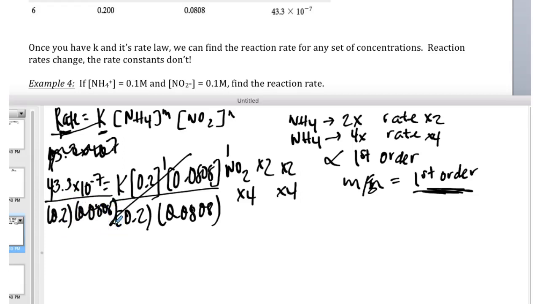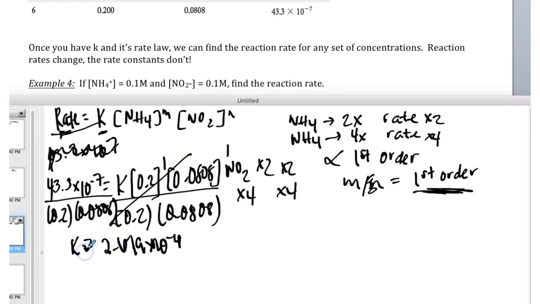Okay, so when you do that in your calculator, you should get, okay, so K is going to equal 2.679 times 10 to the negative 4 power. Now the units are tricky. There are units to this K value.